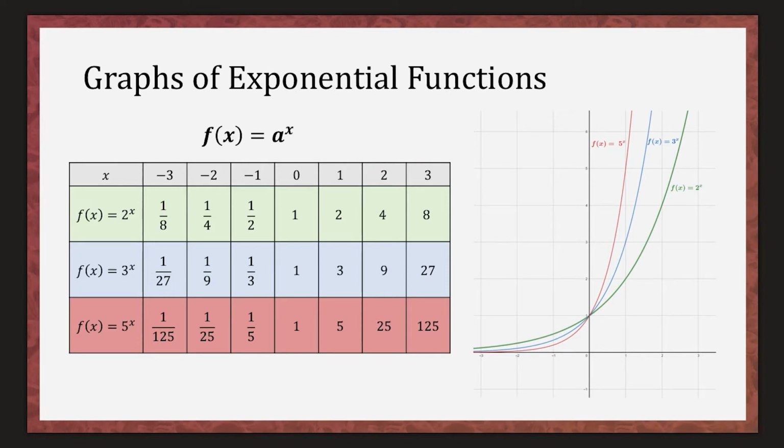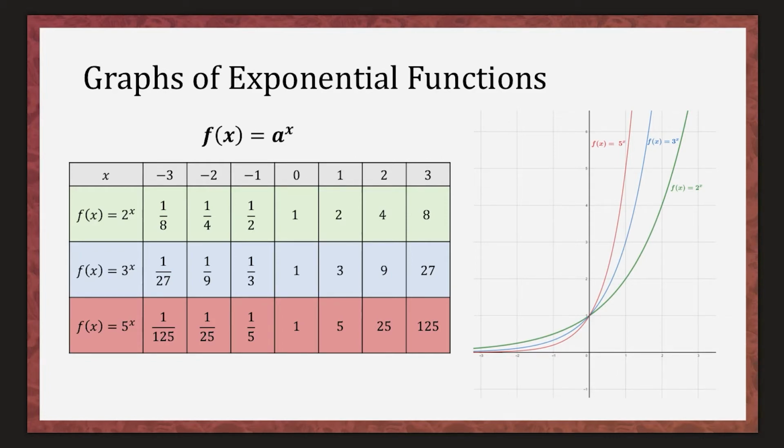And 2 to the negative third power is 1 over 2 to the third, which is 1 over 8. 2 to the negative 2 power is 1 over 2 squared, which is 4, so 1 over 4. And 2 to the negative 1 power is 1 over 2 to the first power, which is 1 over 2. If you put a 0 in for x, for our input variable, any non-zero number to the 0 power equals 1. So you'll notice in all of these equations, if I put a 0 in for x, the output is 1.